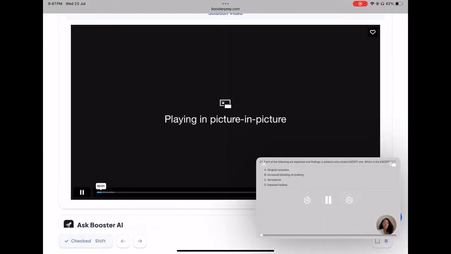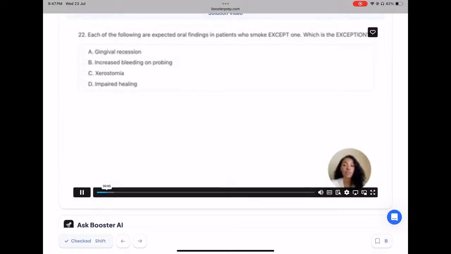So question 22 reads, each of the following are expected oral findings in patients who smoke except one, which is the exception. So smoking tobacco has several effects in the oral cavity, including halitosis, hairy tongue, leukoplakia, nicotinic stomatitis, periodontal disease, smokeless tobacco keratosis, smoker's melanosis, and squamous cell carcinoma.